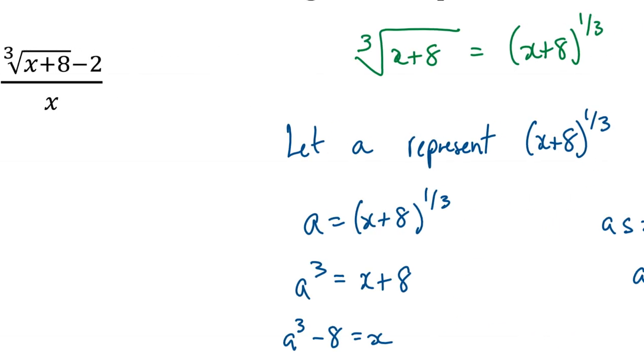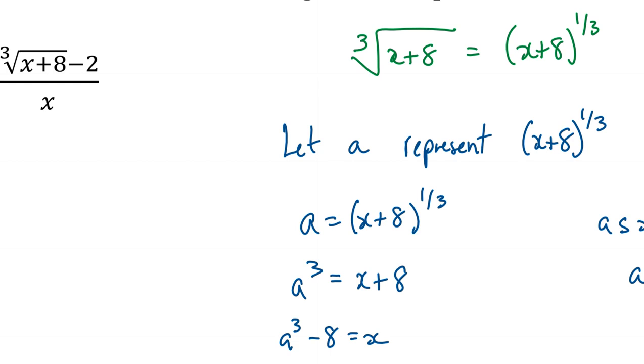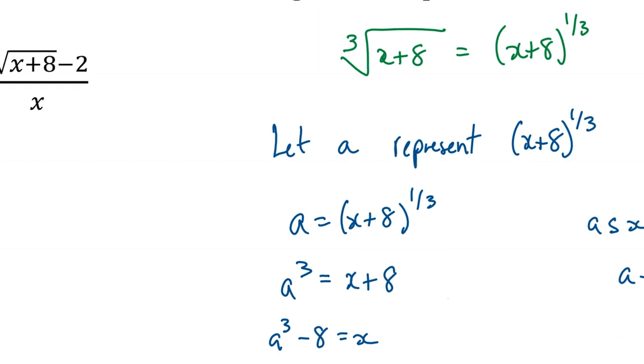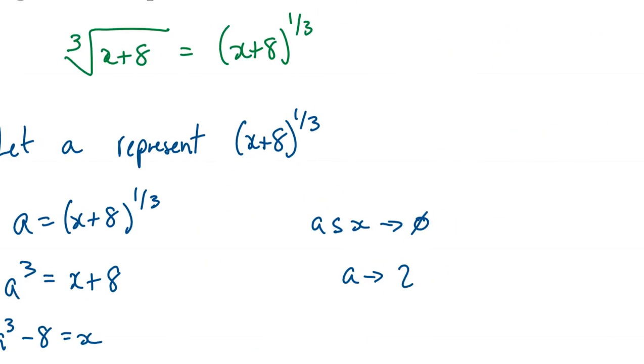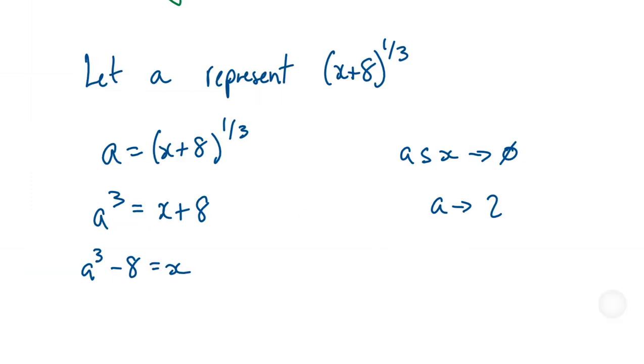I sub it in to this equation. Solve for a. 0 plus 8 is 8. Cube root of 8 is 2. As x approaches 0, a approaches 2. Once again, 3-step process, mini steps 1, 2, 3. I have to see all 3 of those steps. They have to be written out in full. They have to be done correctly, obviously.